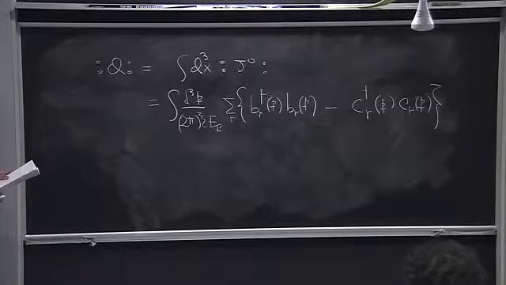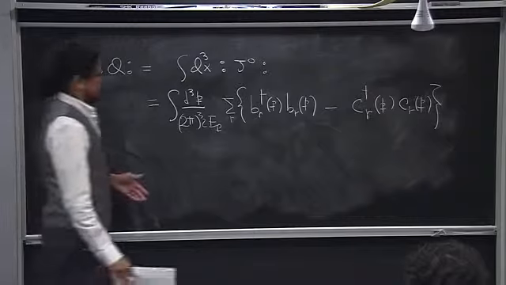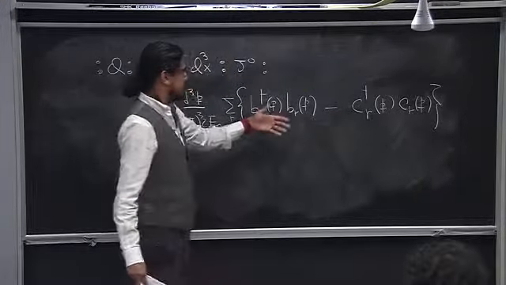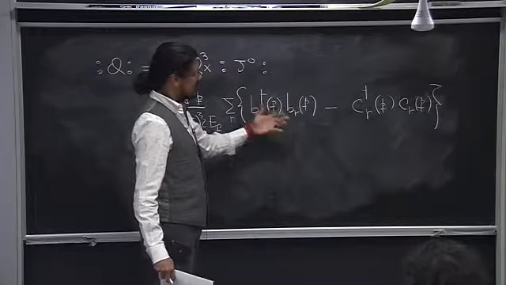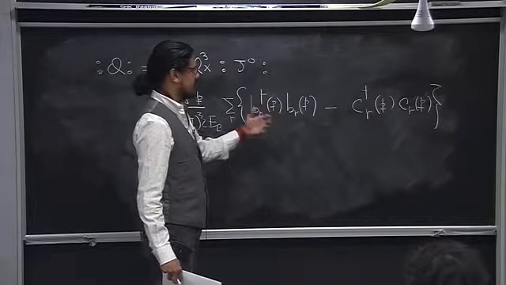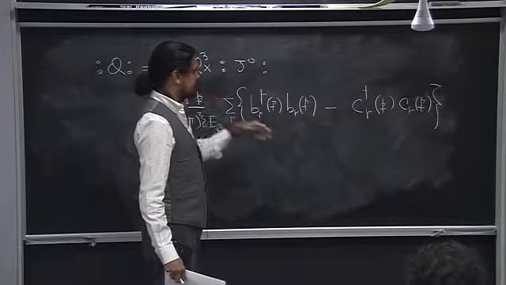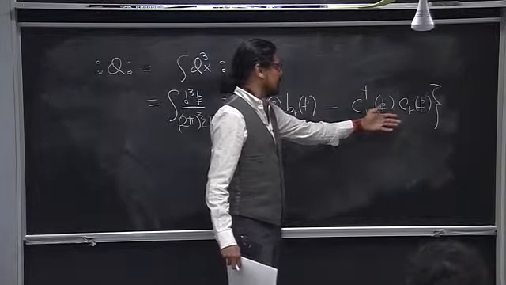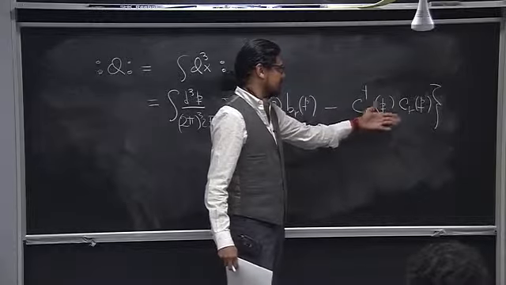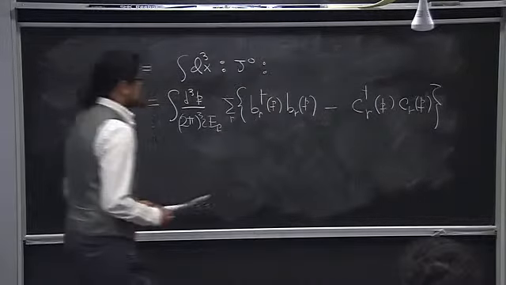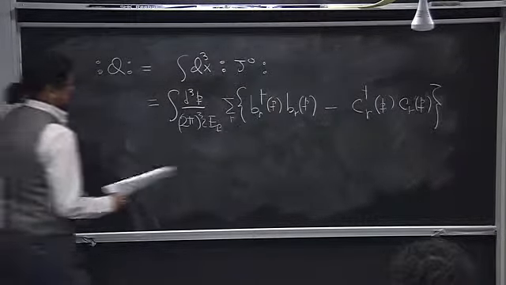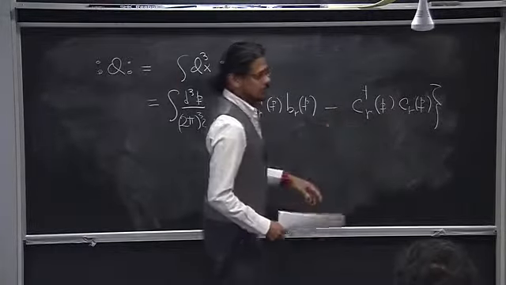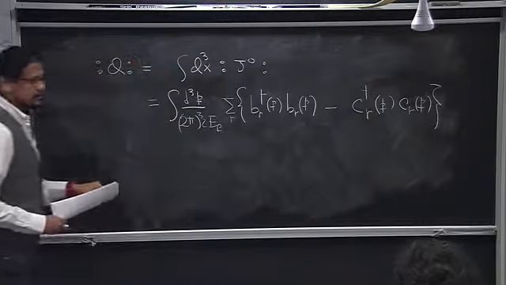So if your state doesn't have any C type of particle, you just count the number of particles in your state, and if your state doesn't have B type of particle, you count the number of particles in the C state. So the interpretation of the B dagger as creating the particle and C dagger as creating the antiparticle follows from this expression. Okay.